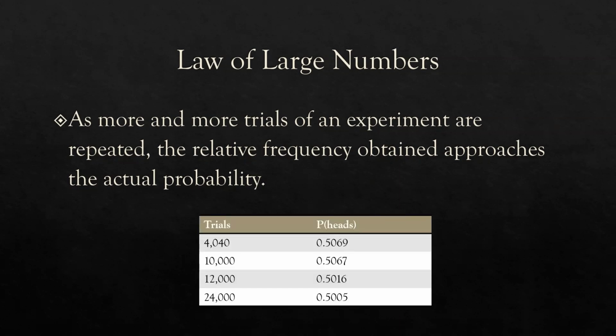So here's a table of results of an experiment that some people did a long time ago in the 1800s. They did a coin tossing experiment and calculated the relative frequency of flipping heads when they flip the coin. And you can see that the more trials that the person performed, the closer their probability of flipping heads got to 50%. So that's just a demonstration of the law of large numbers. We'll get closer to the actual probability the more trials we perform, the more times we repeat our experiment.